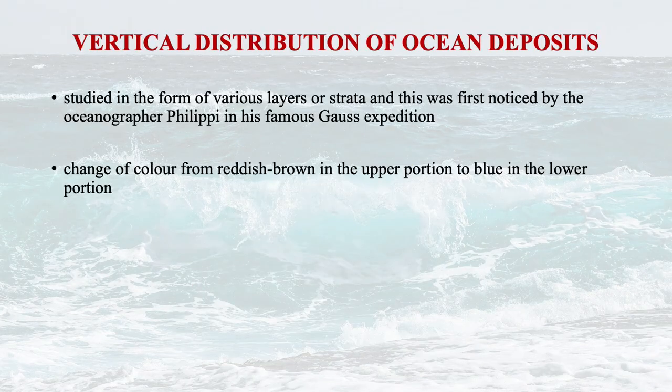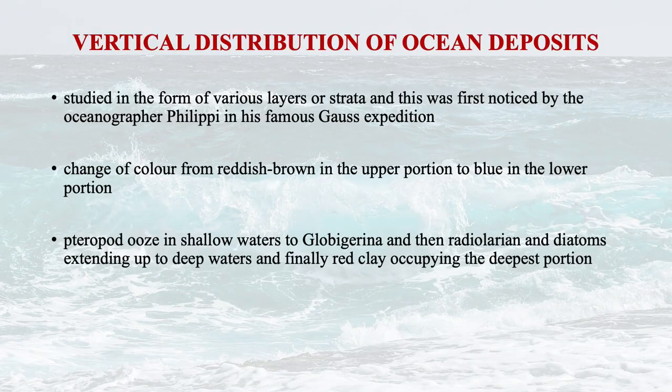And so there is a kind of gradation, like there's also a kind of color change in different layers or strata. Like you can see that these oceanographers who studied the vertical distribution found a kind of color change, like reddish brown in the upper portion and blue in the lower portion, and this may be attributed probably due to the reduction of iron oxide from ferric to ferrous state.